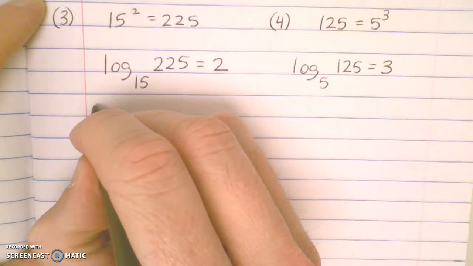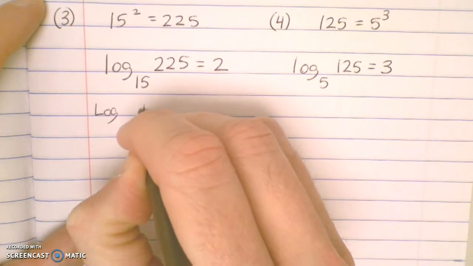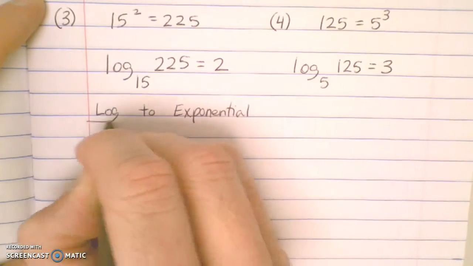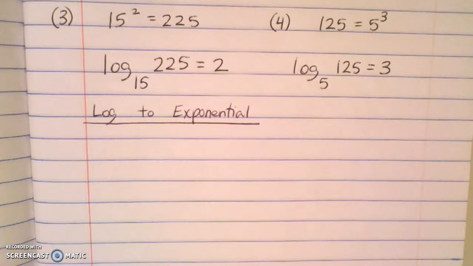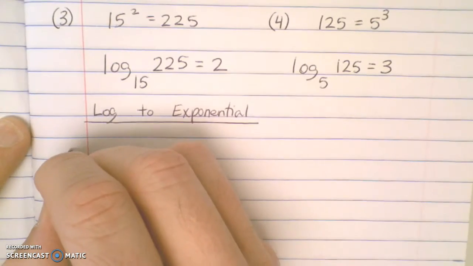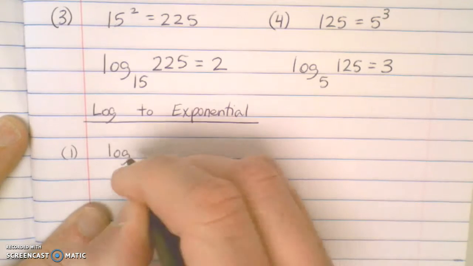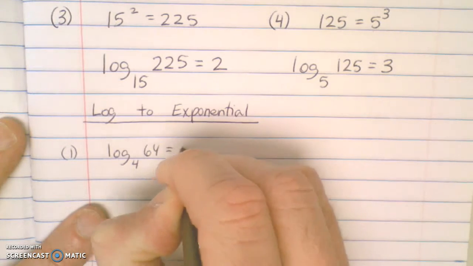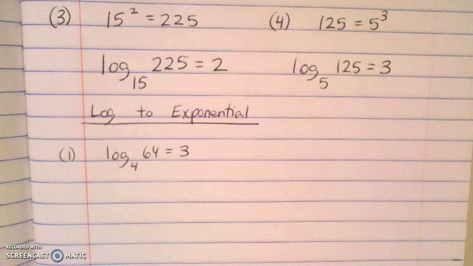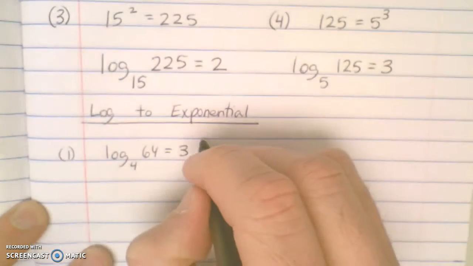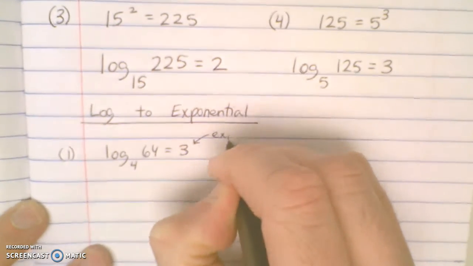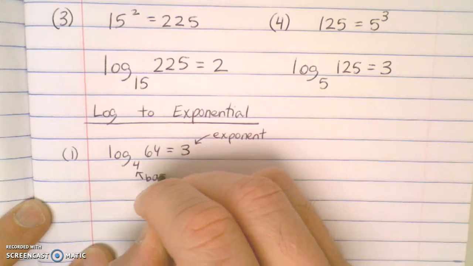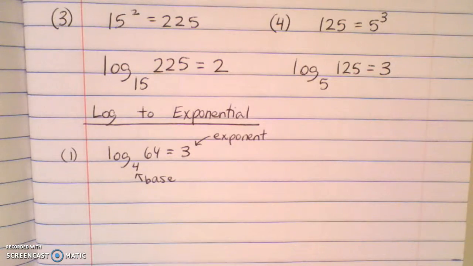Okay, so let's take a look at log to exponential. So when I'm going from logarithmic form, you're going to see the problem written as a log. So it'll be log base 4 of 64 equals 3. So when I'm turning this into exponential form, whatever the log is equal to, that's my exponent. And then this little number is always my base. So if you can remember those two, you'll be able to convert pretty easily.